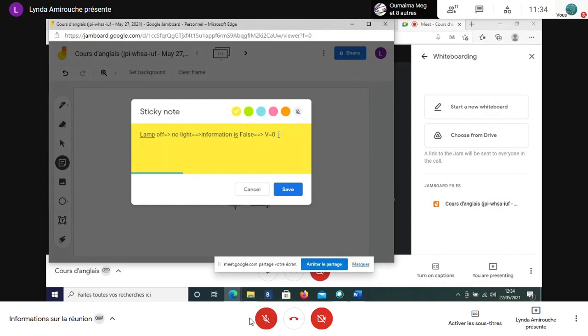Actually, all the instructions that I give in my code, in any programming language, need to be translated to these values, 0 or 1. Okay? And this is the machine language. Is it clear? So basically, it's a bunch of trues and falses.